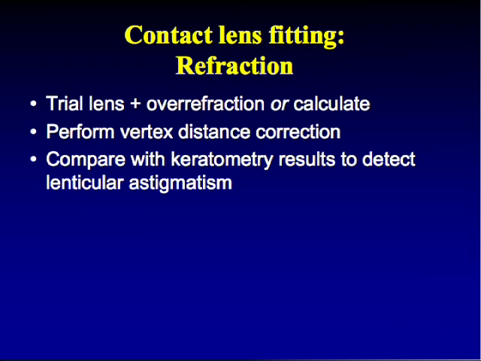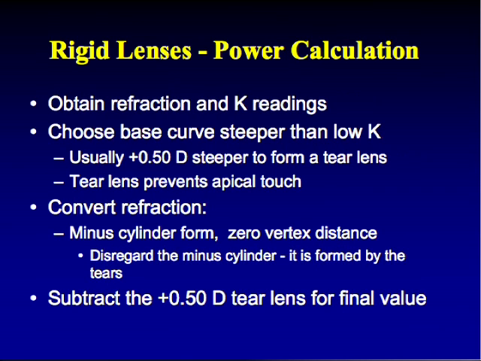You do need to perform a vertex distance correction, and you should compare the keratometry with your refraction to look for lenticular astigmatism. So say you have a patient coming into the office who wants hard contact lenses, and you don't have any trial lenses available. Is there a way to calculate the lens power and shape, curve, that you might use to correct that patient's refractive error?